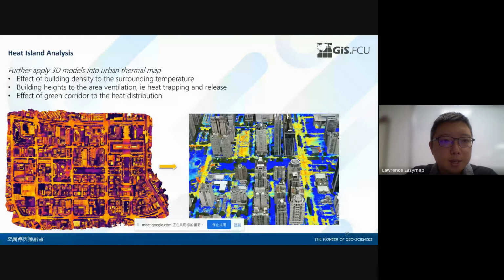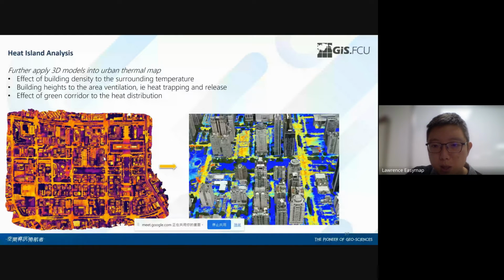Okay, so we have the thermal map of the city here, and we can further apply the 3D models onto the urban thermal map. What does it mean? So in some areas in Taichung City, we have established some 3D models. We can put those 3D models onto the thermal map, so it can show the effect of building density on the surrounding temperature.